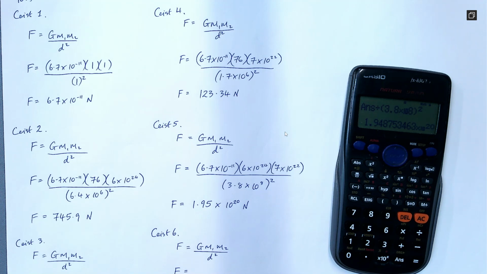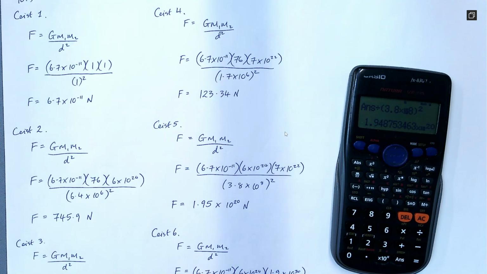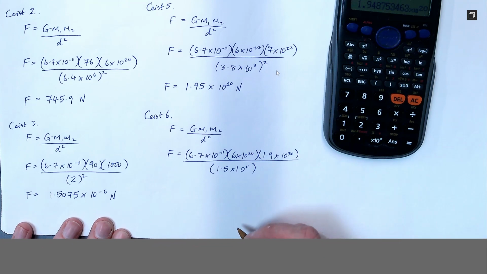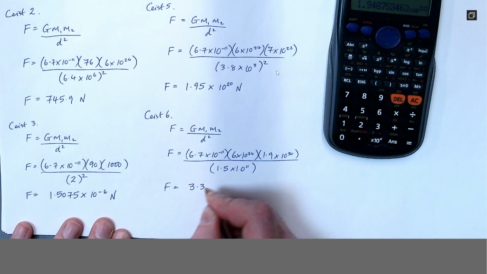So G is 6.7 by 10 to the power of minus 11. The mass of the Earth is 6 by 10 to the power of 24. The mass of the Sun is 1.9 by 10 to the power of 30. The distance is 1.5 by 10 to the power of 11 meters. So then the force is 3.39 by 10 to the power of 22 newtons.